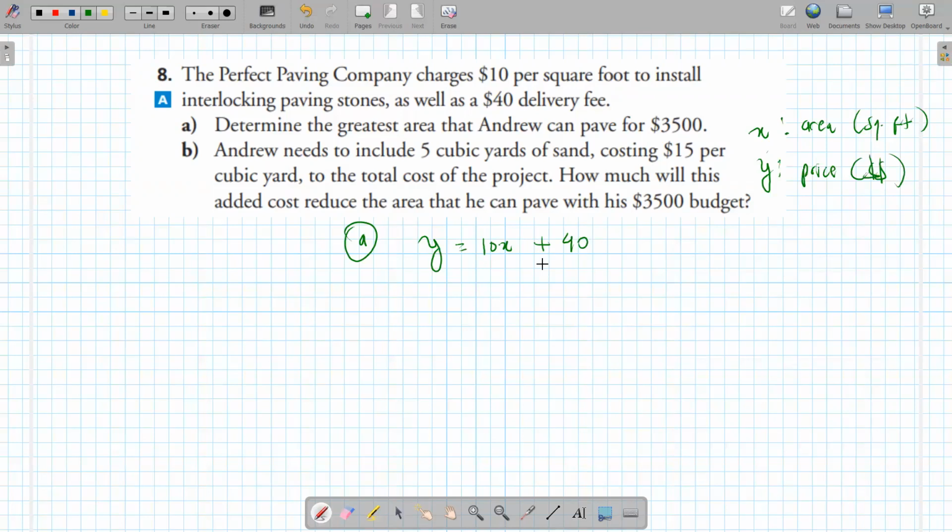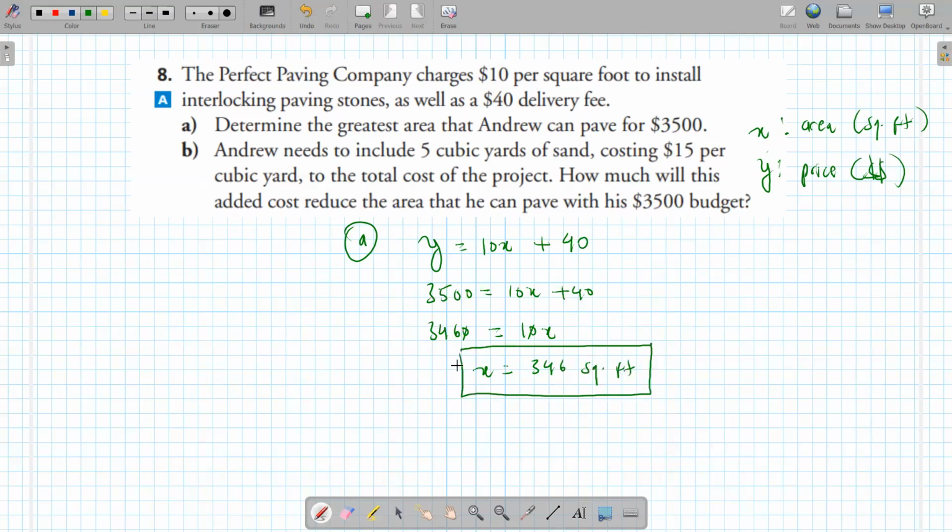Look at question A. It says determine the greatest area that he can pave if he has $3,500. So is that our y value or our x value? Where do we plug this? The y value, right? Super simple. You just plug y as 3,500 and then you solve for x. This is going to be 3,460 equals 10x. Therefore, x is going to be 346 square foot. Okay, so that's the area he can pave with that amount of cash.